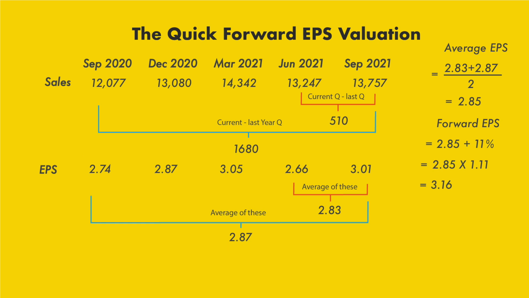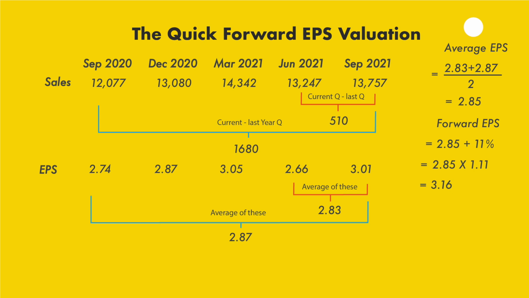Once we get the quarter over quarter and year over year's number, we do another average of that, which gives us 2.85. In the last example, we got 2.80. Here we're getting 2.85. So you see there's a difference.